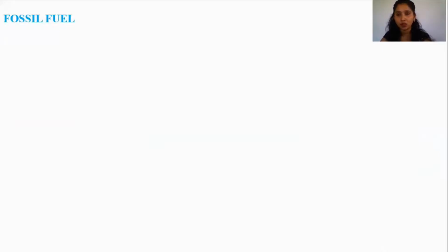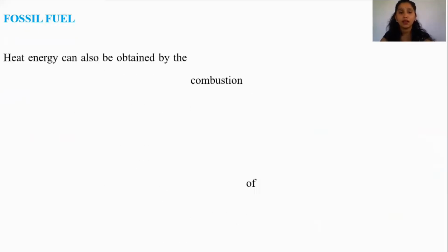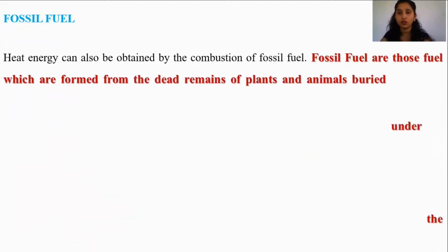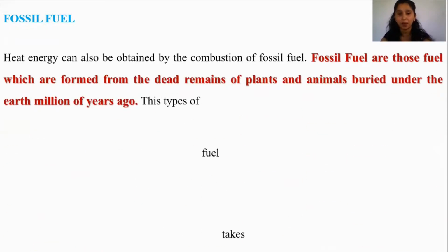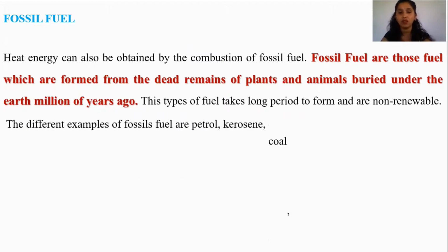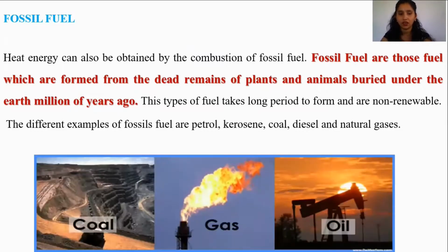And now another important source of heat energy is fossil fuel. Heat energy can also be obtained by the combustion of fossil fuel. Fossil fuels are those fuels which are formed from the dead remains of plants and animals buried under the earth millions of years ago. These types of fuel take a long period to form and are non-renewable. Examples of fossil fuel are petrol, kerosene, coal, diesel, and natural gases. You can see the figure here: coal, gas, and oil. These are some fossil fuels.